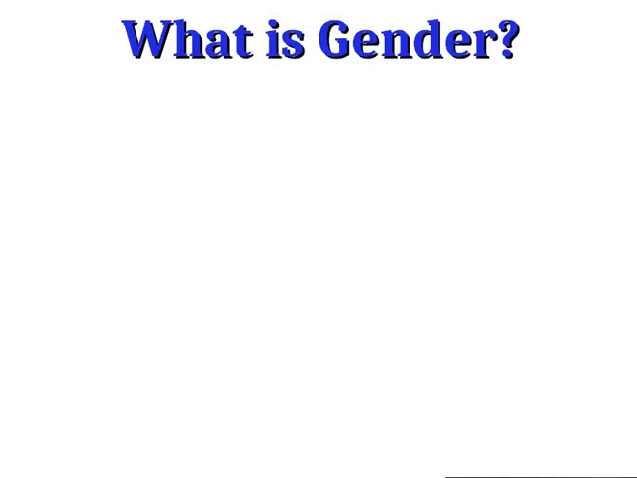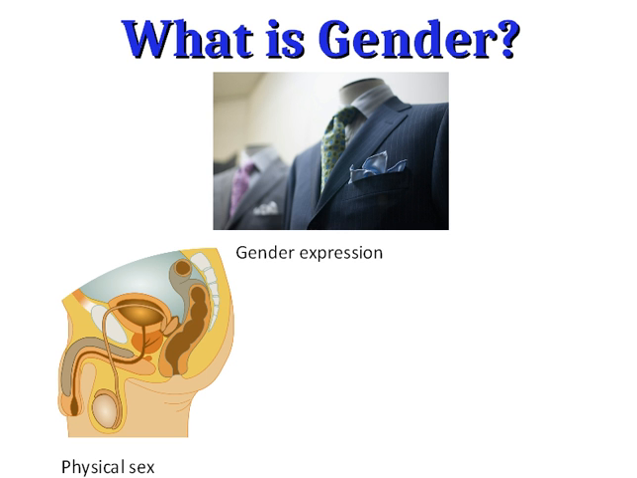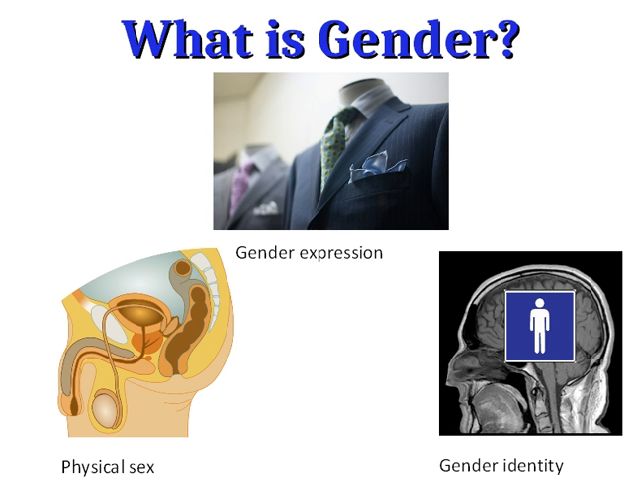Gender is an incredibly important axis of inequality in our society and many others, but it's also a very complex concept. A good way to understand gender is to break it down into three components: physical sex, gender expression, and gender identity.